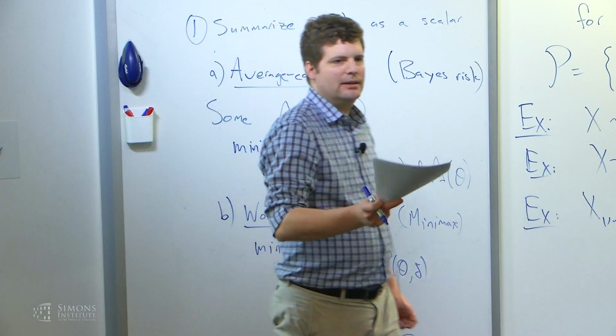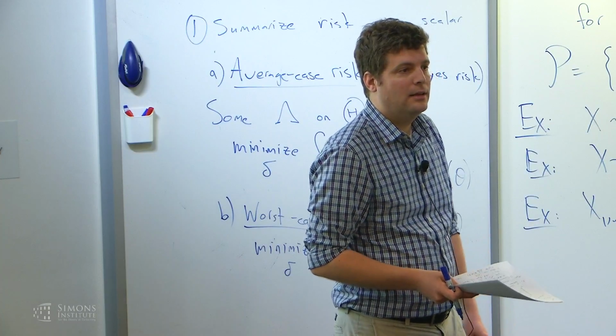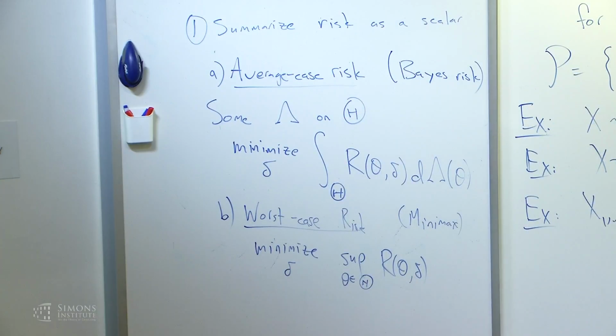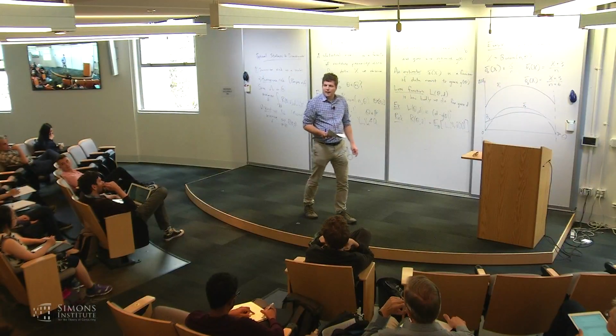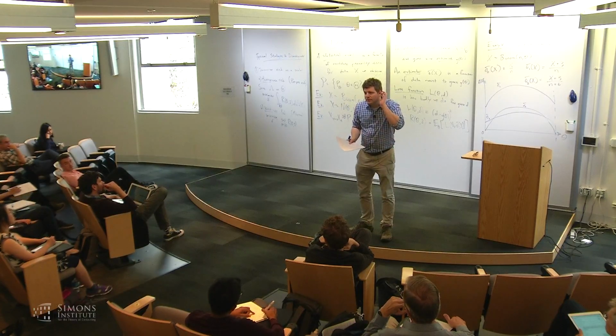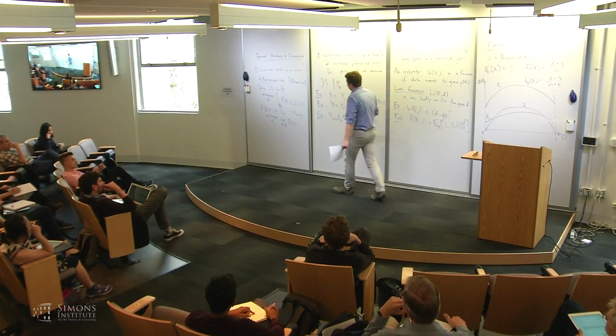I saw a question. Yes. Why stop there? Is there something like a variance case risk, where you want to always make the same mistake no matter what happens? The what case risk? Minimizing the variance of the risk. Well, it's interesting you should ask.